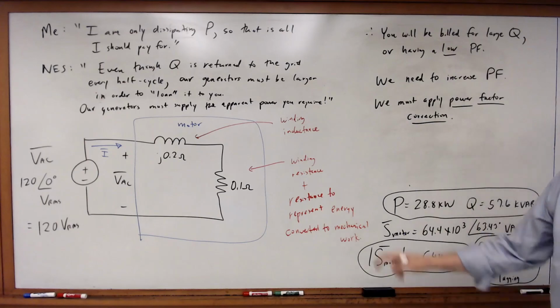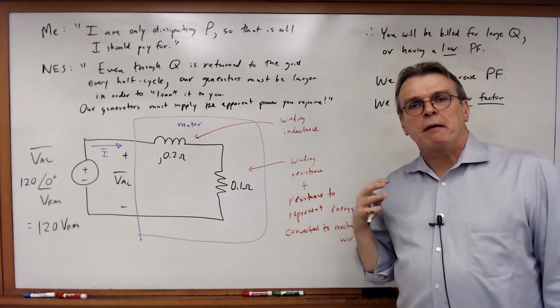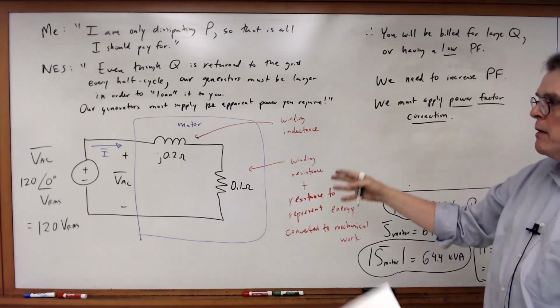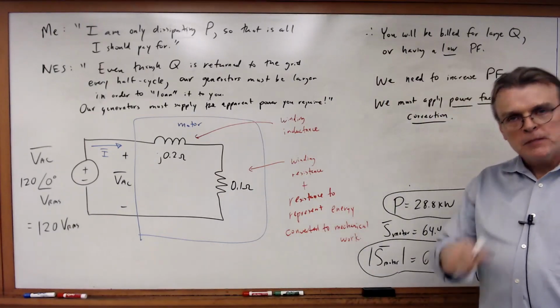So next time we will look at this example and we'll see how we apply the principle of power factor correction and how it works. How do we get around this problem of having to pay for the Q of that inductor? We'll look at that next time.